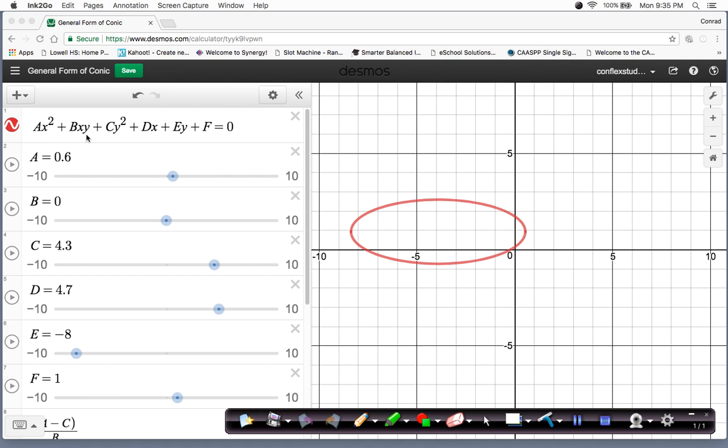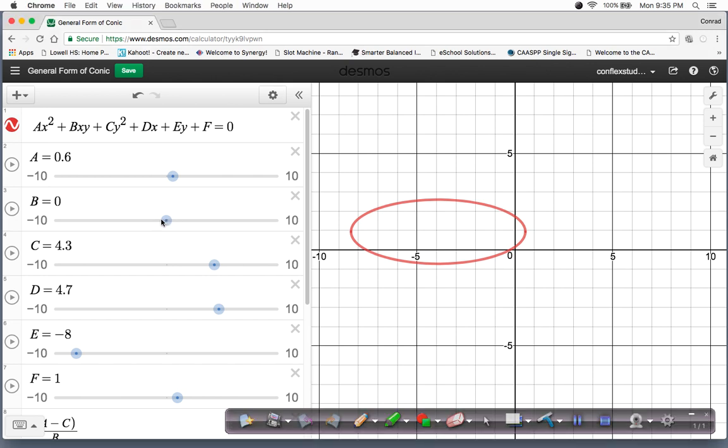So what we mentioned last time was that if we did have an xy term, what's going on is the conic, let's just keep it with an ellipse for the purposes of our discussion, starts to rotate once we change the value of b. Let me do that right here. We can see that it starts to rotate. It's no longer nicely oriented with the x and y axis.